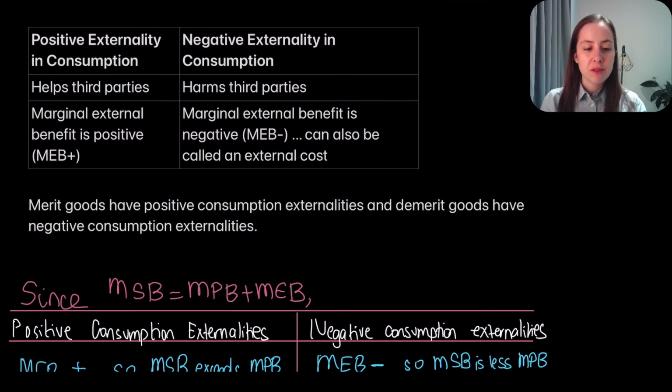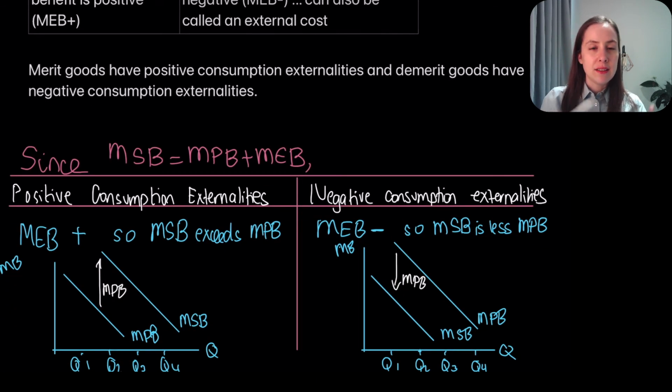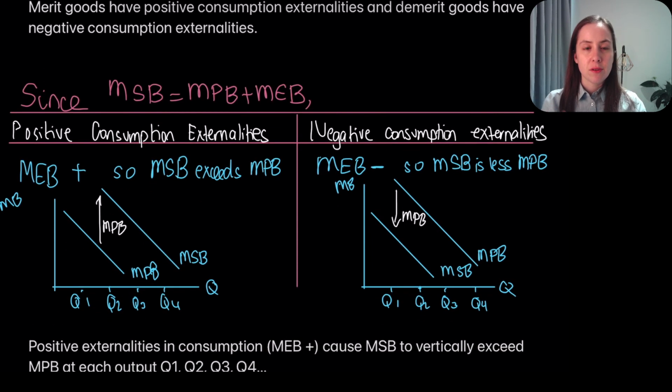So here's the summary. Positive consumption helps third parties, negative harms third parties. Positive MEB refers to helping third parties. Negative MEB refers to harming third parties. Some people call that an external cost. Merit goods have positive consumption externalities. Demerit goods have negative consumption externalities. So here's a summary. Those are the graphs that we have to use. MSB higher than the MPB for the positive consumption externalities. Negative consumption externalities, MSB is lower.